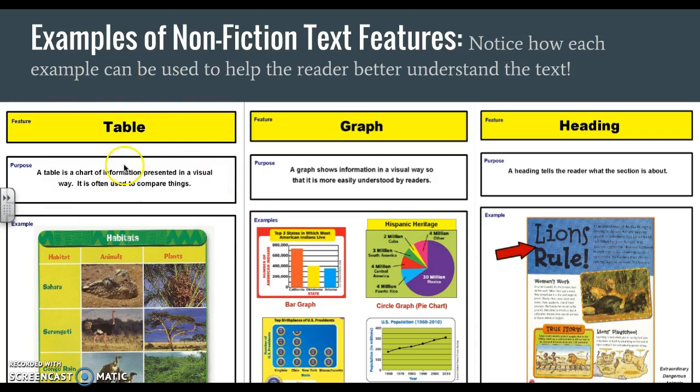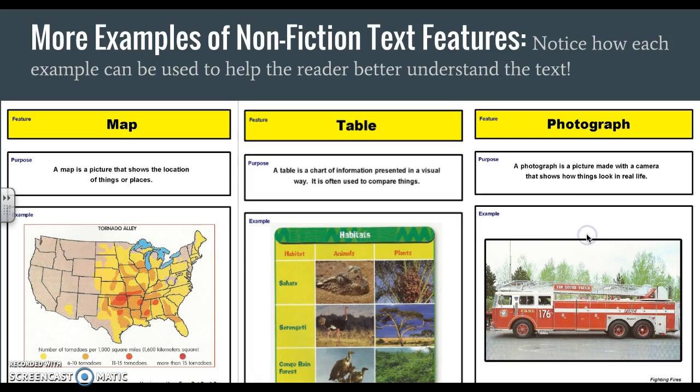Here we have a table. A table is a chart of information presented in a visual way. It is often used to compare things. Here we have a graph. The purpose of a graph is to show information in a visual way so that it can be more easily understood by readers. Here we have a circle graph, a bar graph, a line graph. A heading. A heading tells the reader what the section is about. Right here you can see that Lions Rule is the example for this heading about this page about lions.